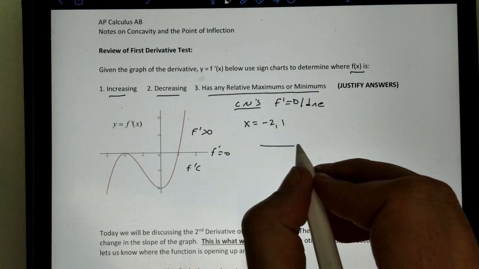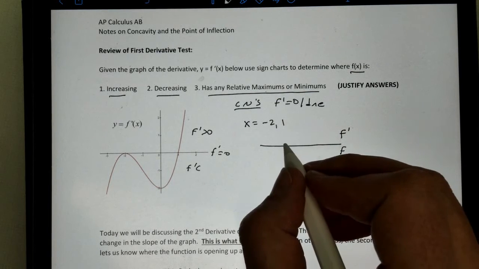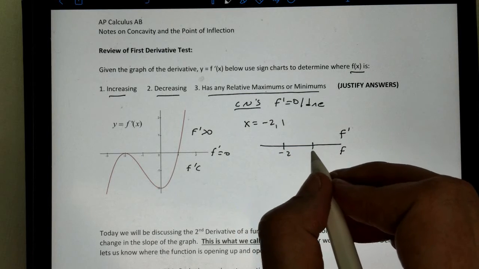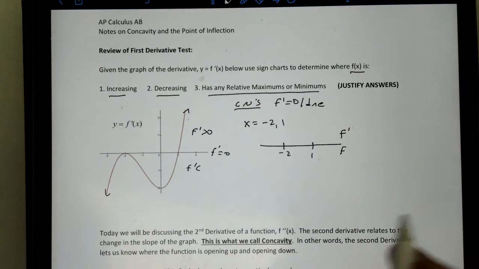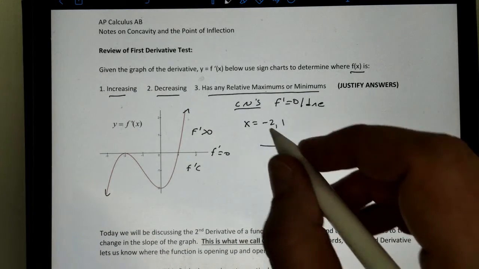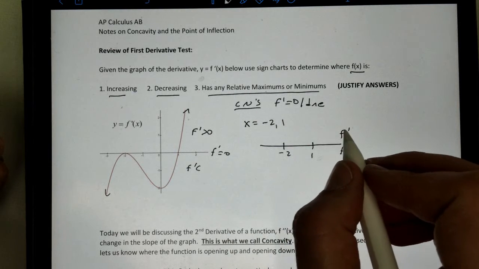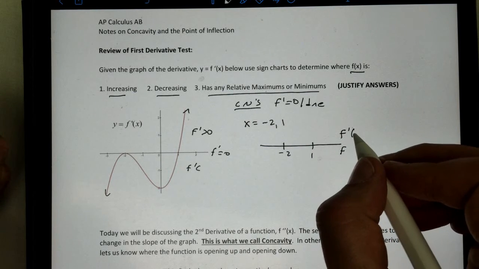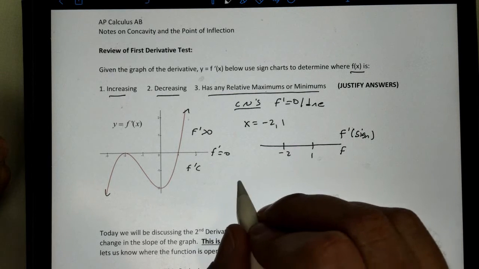Draw your sign chart. Sign charts are very important for us. F prime and F. And this is going to give me -2 and 1. We don't have any domains on here, so we're just going to assume negative infinity to infinity. So let's see here. We want to find out before -2, is the slope of the function positive or negative? That's what we're looking for. We only want to look at their signs.